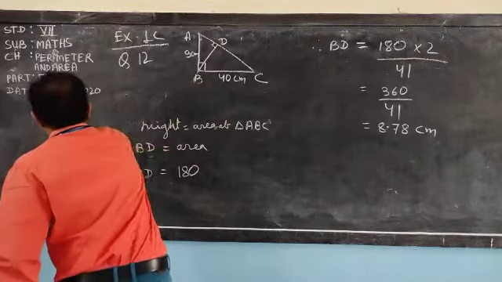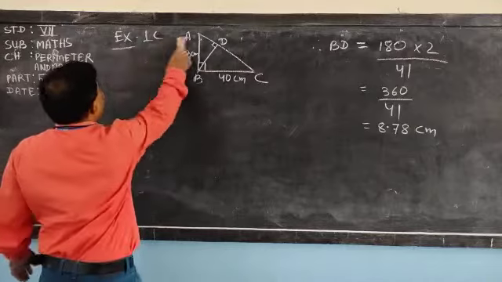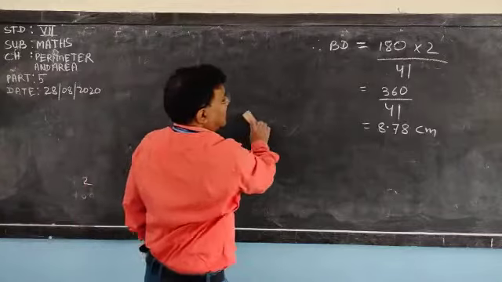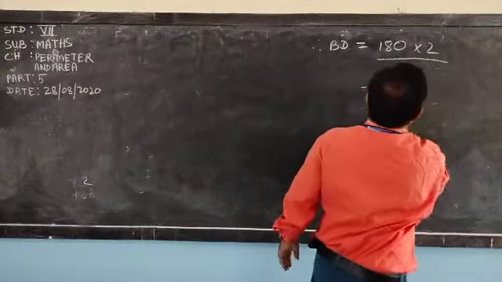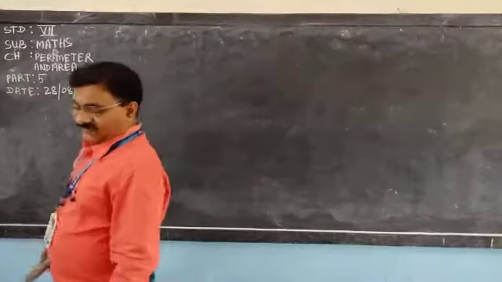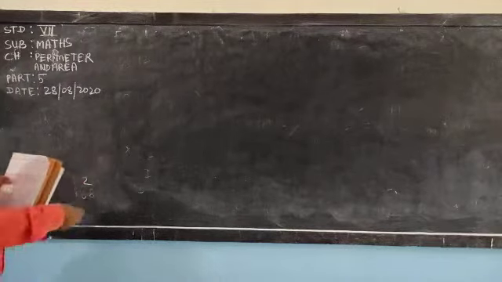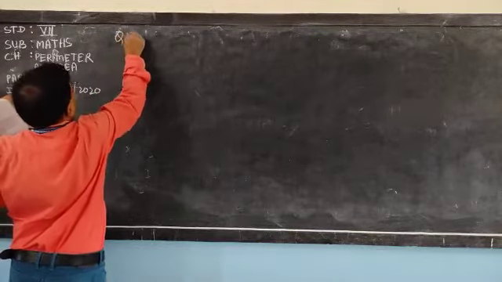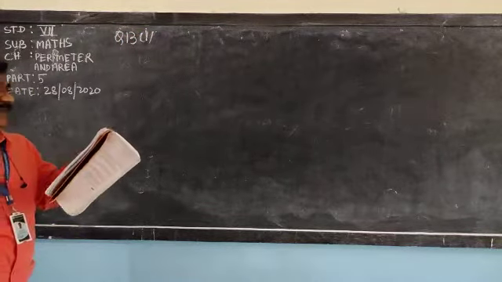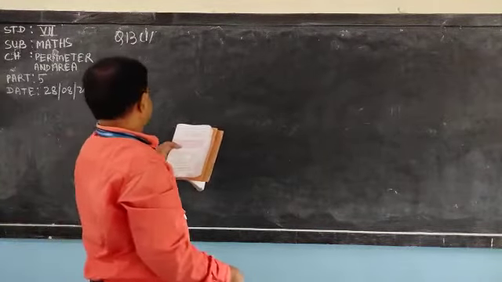Let us discuss question number 13. There are 3 questions in question number 13, and I will solve any one. So question 13, let me solve question number 1 only. Find the area of the shaded region. Okay, see here.